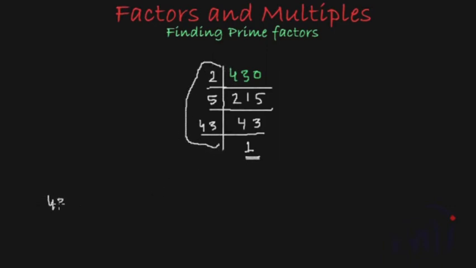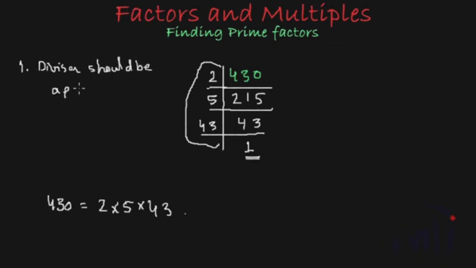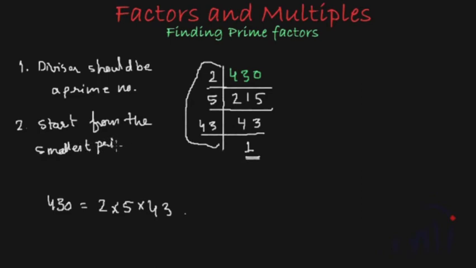So 430 can be written as 2 multiplied by 5 multiplied by 43. So what are the rules of finding the prime factors in this fashion? First, the divisor should be a prime number, right? And the second rule is you should always start from the smallest prime number. So these are the two rules of finding the prime factors of any given number using this method.